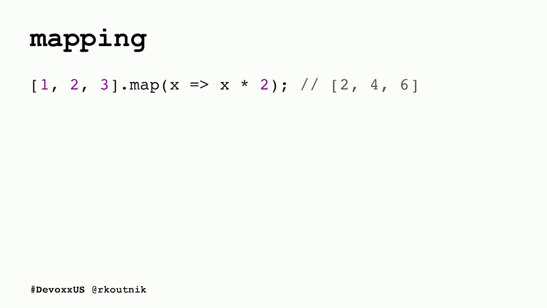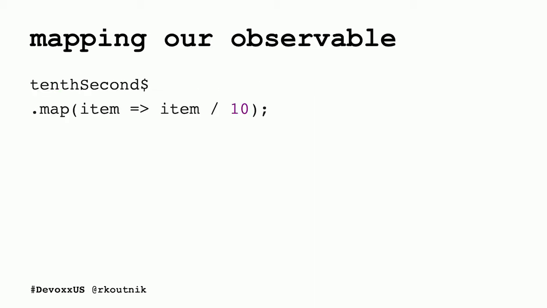So since map operates on a collection, and observables are collections, all we have to do is say, all right, take the 10th-of-a-second timer, map, take every item, divide it by 10. Simple so far. Now, nothing is going to happen here. We can declare all of this code, and it won't do anything, because no one is listening in. Observables are lazy. They only do work when they know someone's going to listen to them.